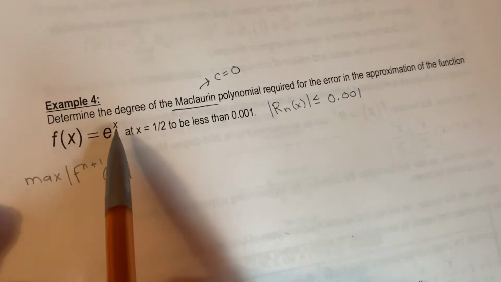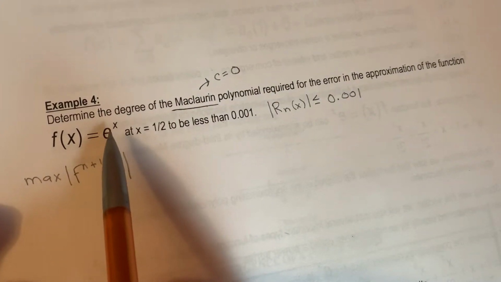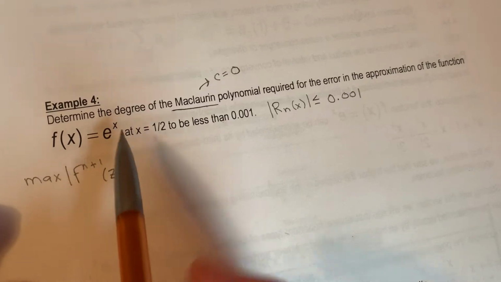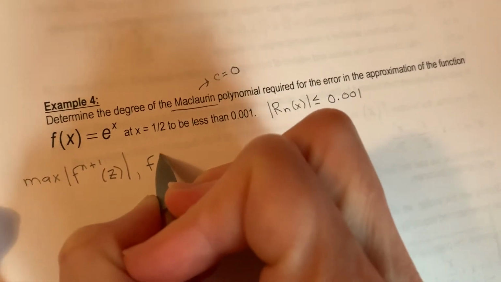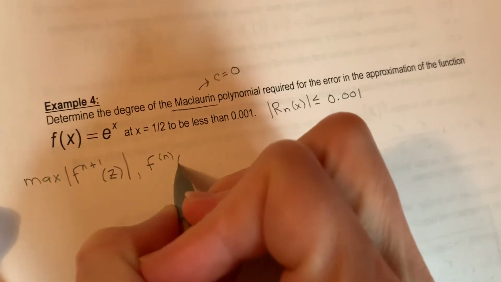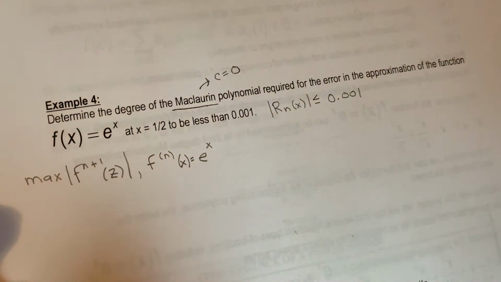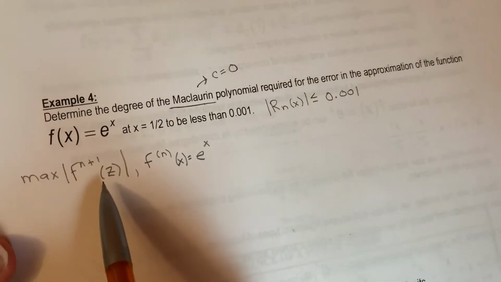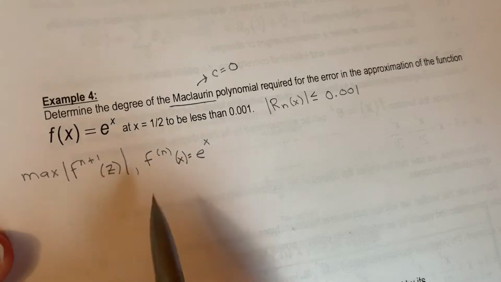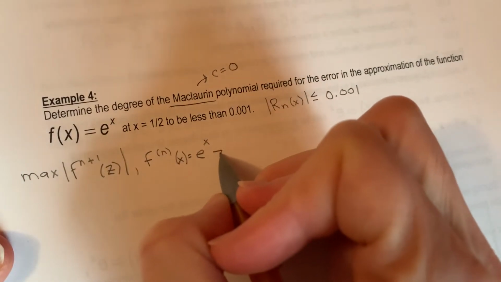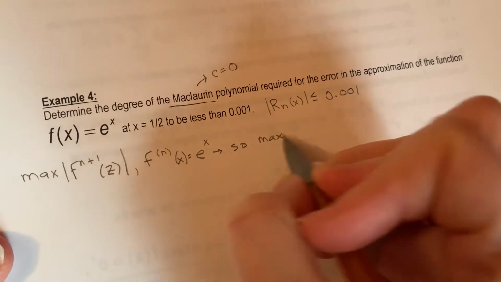For any derivative of e to the x, the first derivative is e to the x, the second derivative is e to the x, the third derivative is e to the x. So then I know that f of n of x is e to the x always. So I can say f of n plus 1 of z is also e to the z. Normally the next part we do is we look at the max.